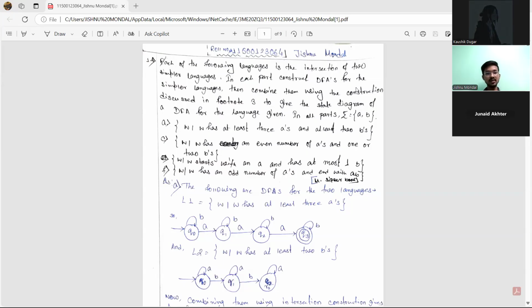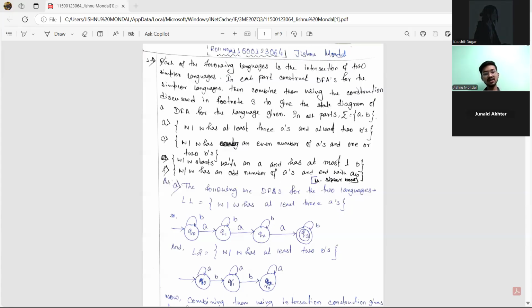So here we can see a question: each of the following languages is the intersection of two simpler languages. In each part, construct DFAs for the simpler languages. Then combine them using the construction discussed in footnote 3 to give the state diagram of a DFA for the language given in all parts of the alphabet {a, b}.